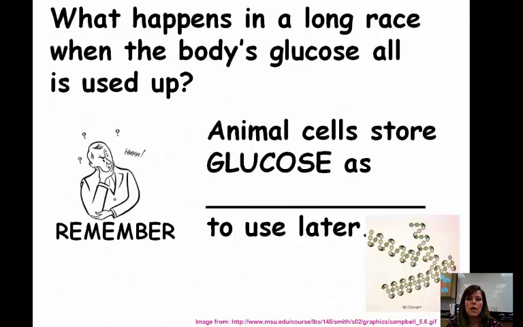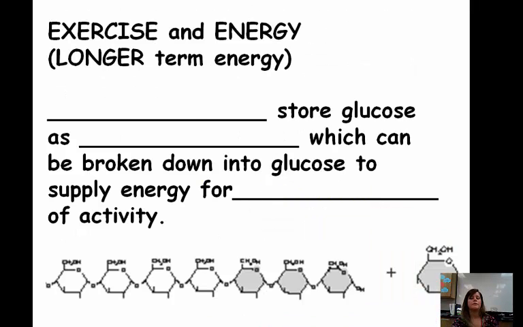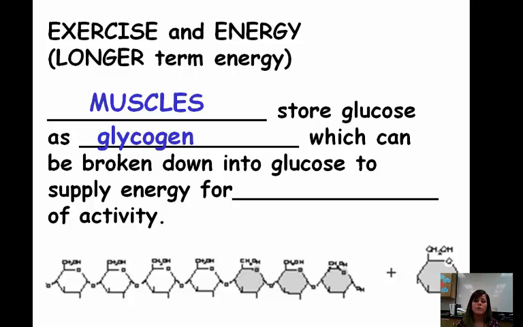So what happens in a long race when the body's glucose is all used up? Well, animal cells store glucose as glycogen to use for later. So glycogen is basically just a bunch of glucose molecules all put together. Muscles store glucose as glycogen, which then can be broken down into glucose to supply energy for about 15 to 20 minutes. So this is already in your blood.